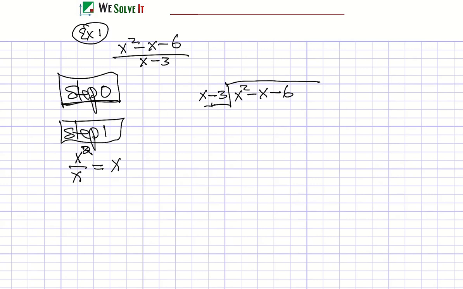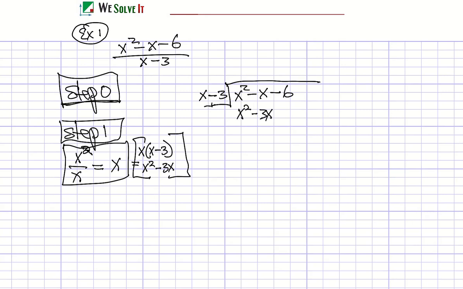Let's give ourselves space. So what is that? x times x minus 3. We multiply that, what do we get? We get x squared minus 3x. You see that, right? x squared minus 3x. That's what we got. So we'll move it over here. We'll write our x here. That's what we got here.